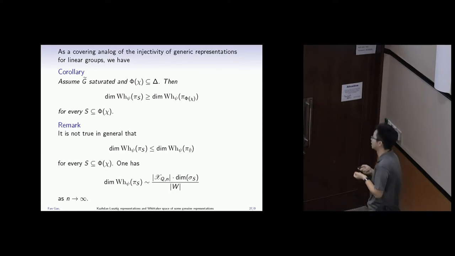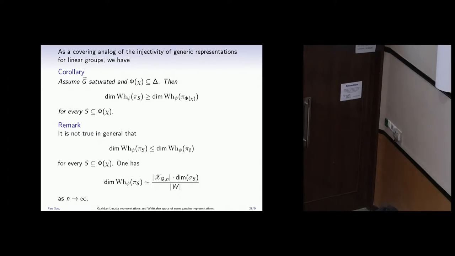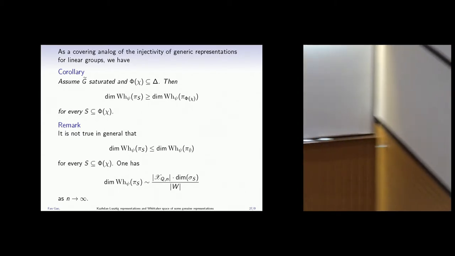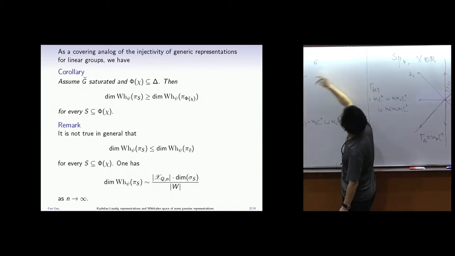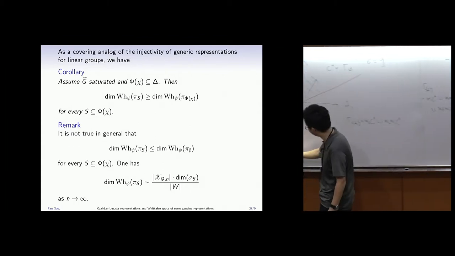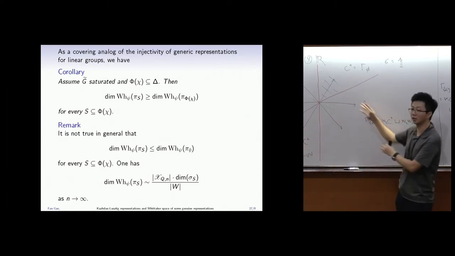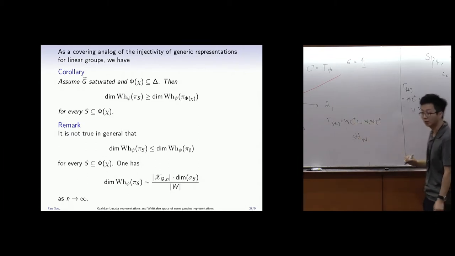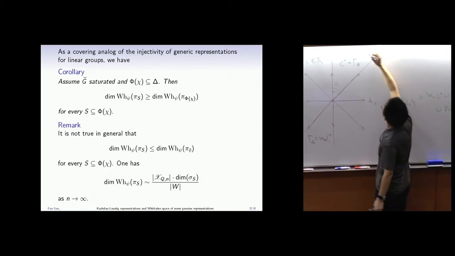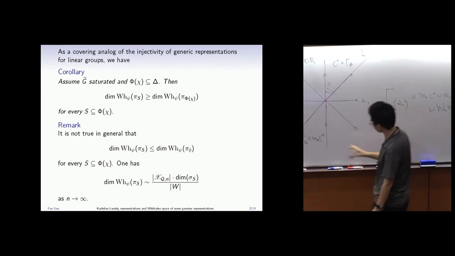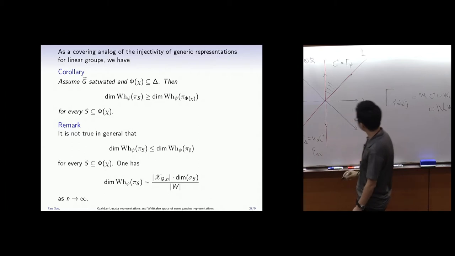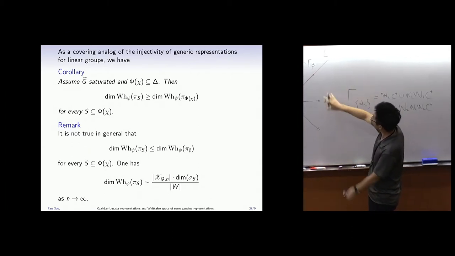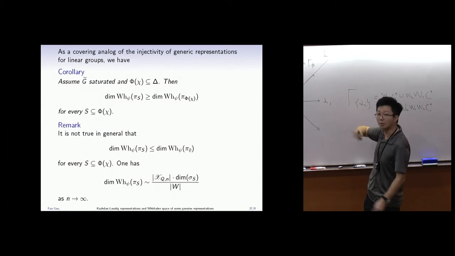For instance, here, this Kazhdan-Lusztig representation will be nothing but the trivial representation. This will be the sign. These two, you don't have any choice, they have to be the standard representations of your Weyl group. If you look at this picture, again, this will give you the trivial representation, and this will give you the sign. And this will give you a Kazhdan-Lusztig representation, but it may not be irreducible.